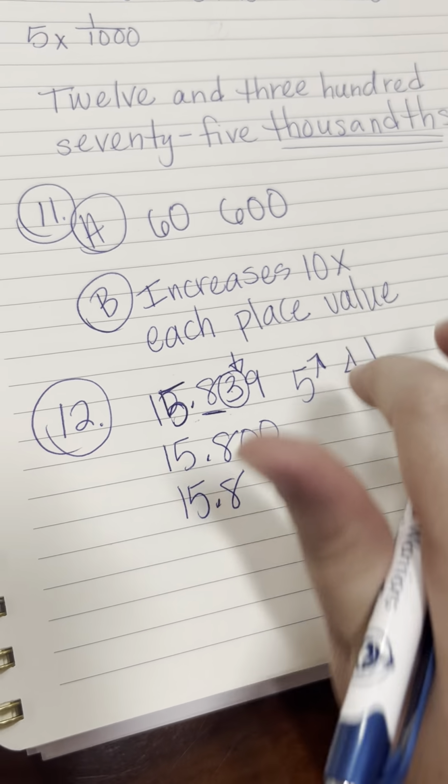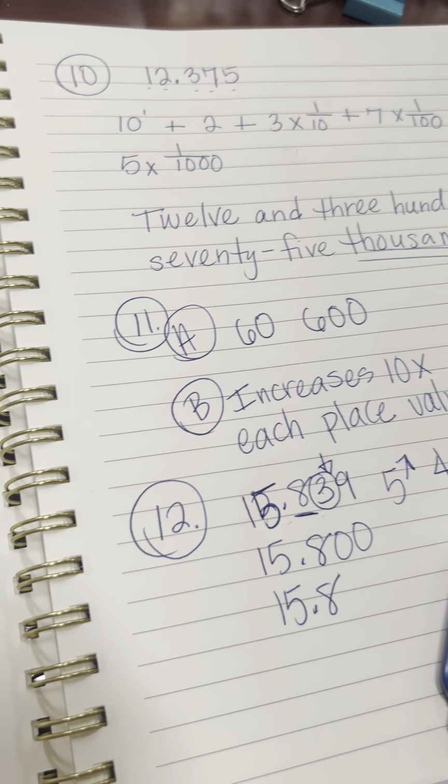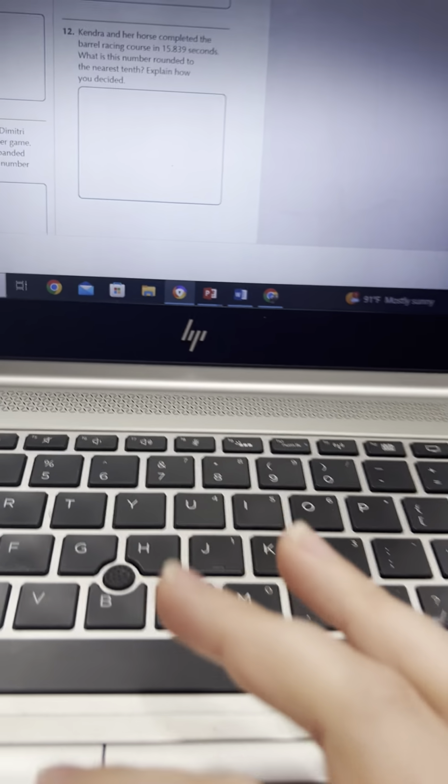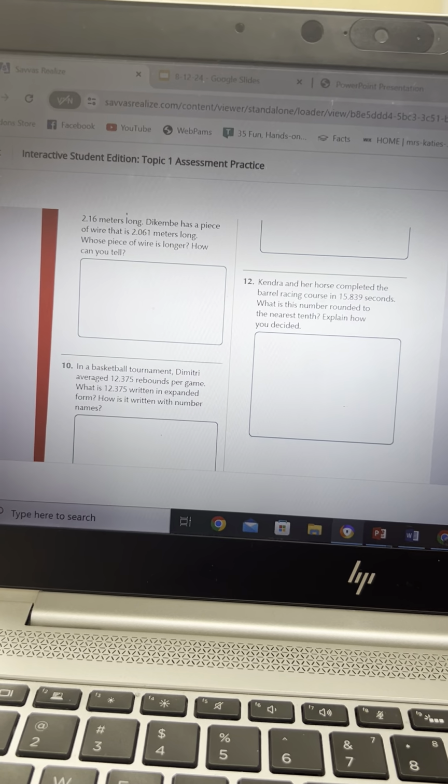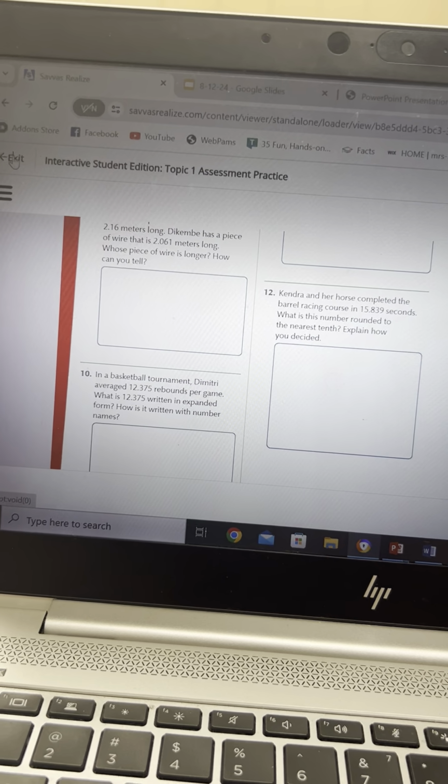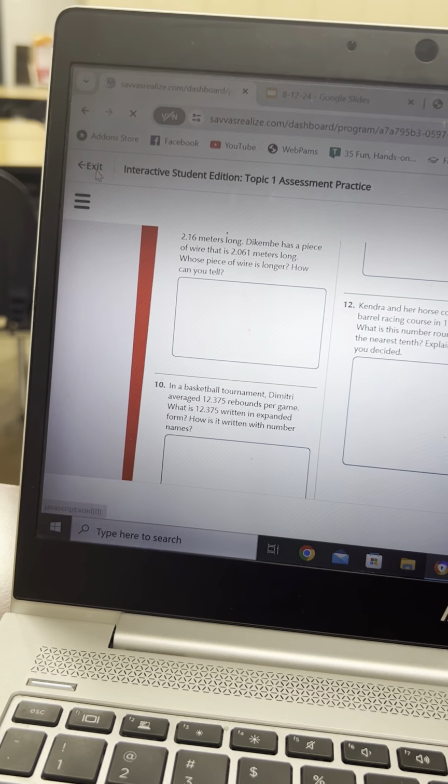All right, and that's the first page. Now we're gonna turn to the performance task, and I'm gonna get a fresh sheet of paper for this. Bear with me for just a moment. I have to exit and go to the next page.